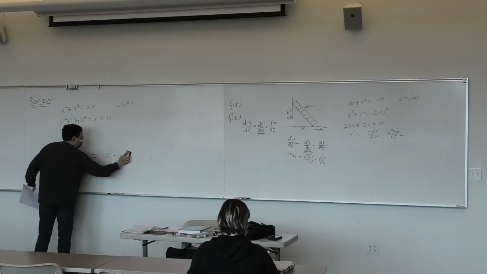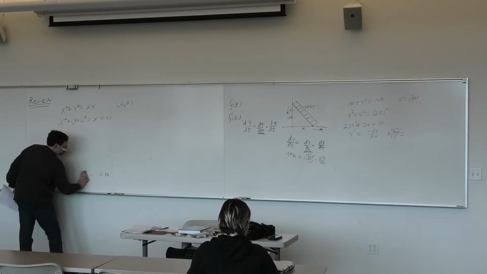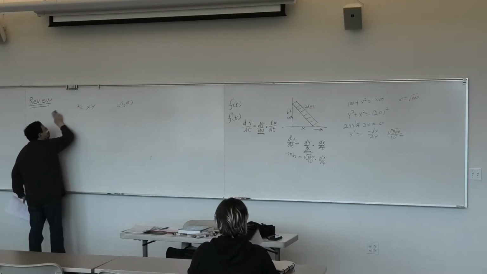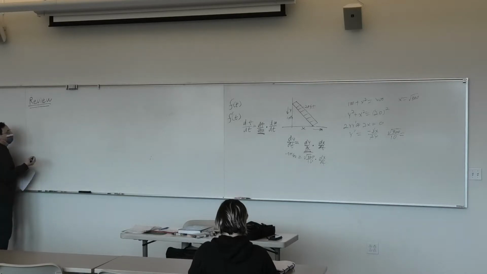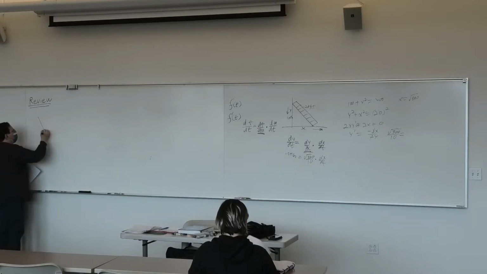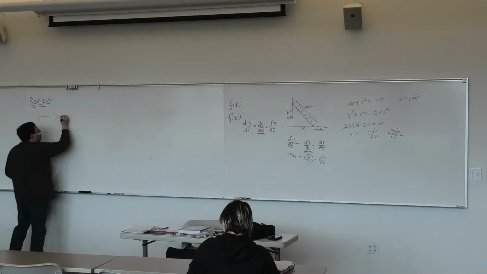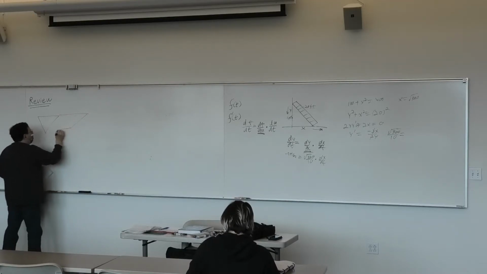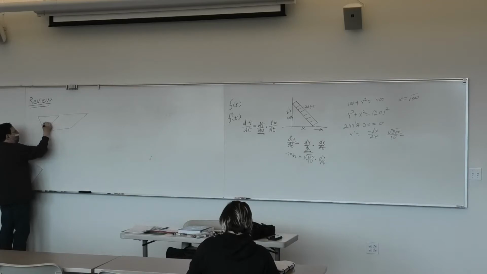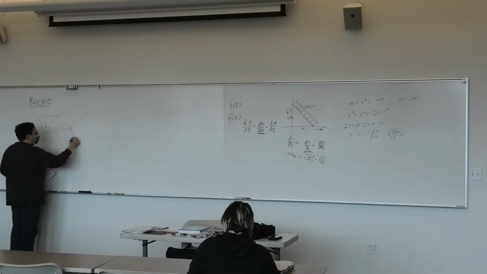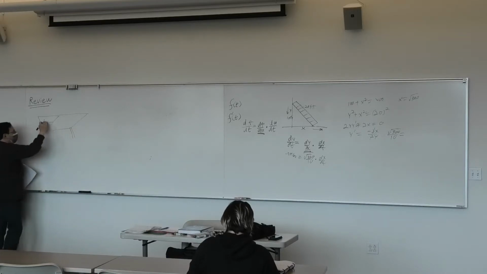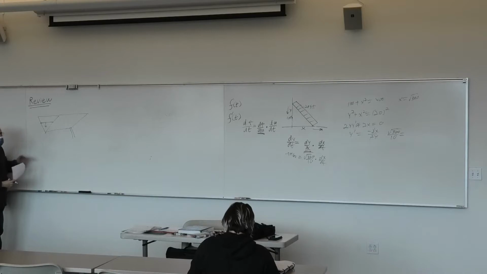The other common one would be a problem that kind of looks like this, where water is in a trough and it's dropping. The water is leaking out at some fixed rate. How fast is the top of the surface moving down? How fast is it going down?